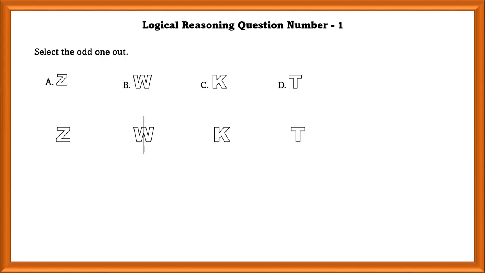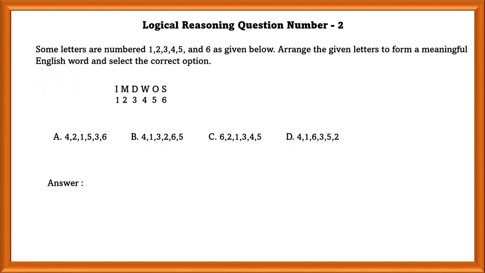In W, we have a line of symmetry. In K, there's a line of symmetry. In T, there's also a line of symmetry. But in Z, it does not have any line of symmetry. So that is the odd one out. Our answer is A. Question number 2.